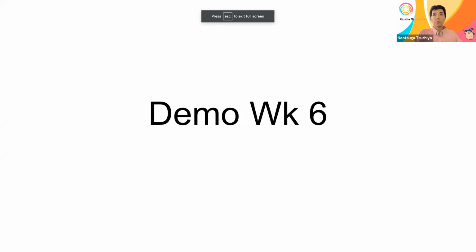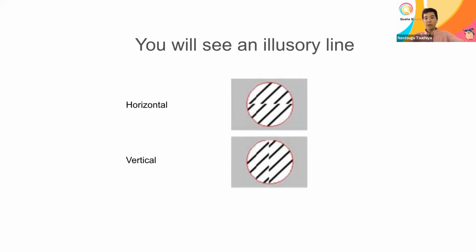Okay, so here I'm going to show a couple of demonstrations. You see here two illusory lines, right? One is a horizontal line because of the offset of the diagonal line, and another one is a vertical. Do you see this? I hope that you see it, okay?